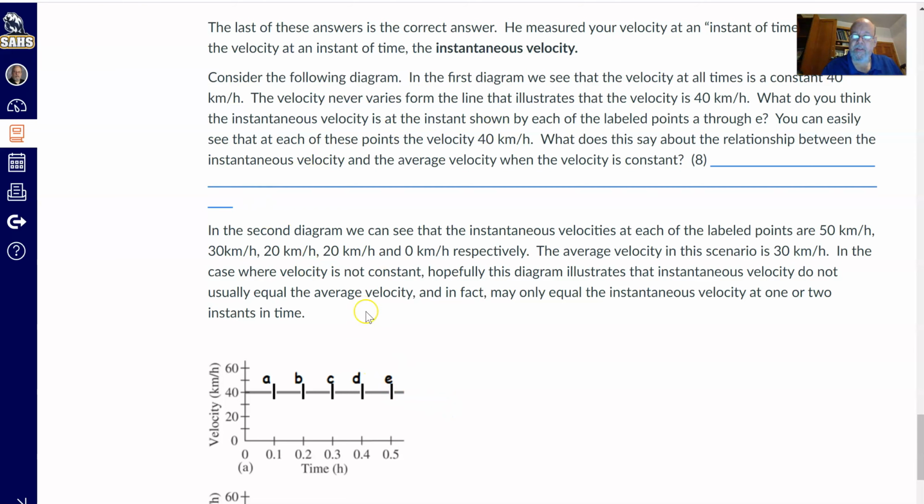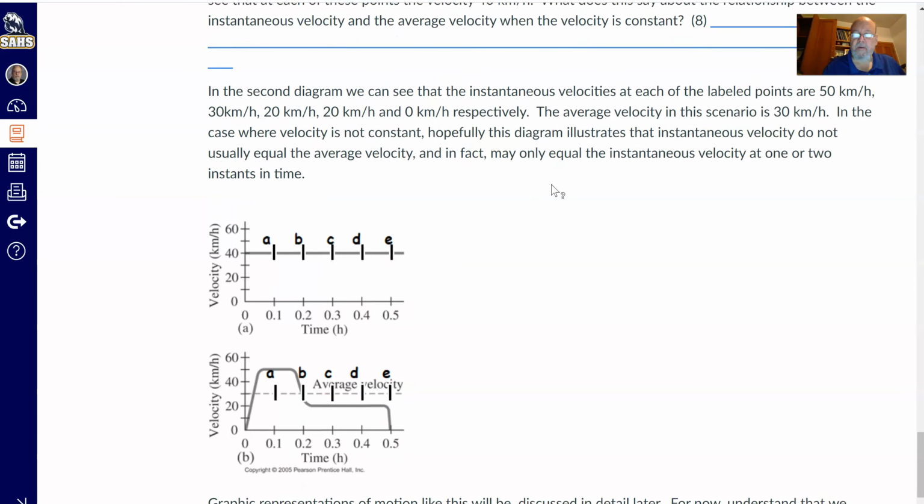So at the instant shown by each of these labeled points, my instantaneous velocity is also going to be 40 kilometers per hour. So we have a relationship between the velocity and the average velocity and the instantaneous velocity if the velocity is constant. So we can say that when the velocity is constant, the instantaneous velocity at any point in the motion will equal the average velocity. Okay, and that'll be a question on a test. Under what circumstance will the instantaneous velocity equal the average velocity? And the answer would be when the velocity is constant. If the velocity is changing, that goes away, okay? But if the velocity is constant, the velocity at any instant in the motion will be the same as the average velocity.